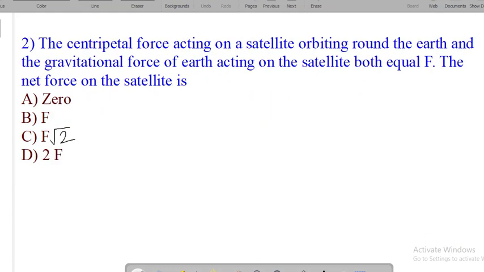So next we come to question number 2. The centripetal force acting on a satellite orbiting around the earth and the gravitational force of earth acting on the satellite both are equal to F. The net force on the satellite is?